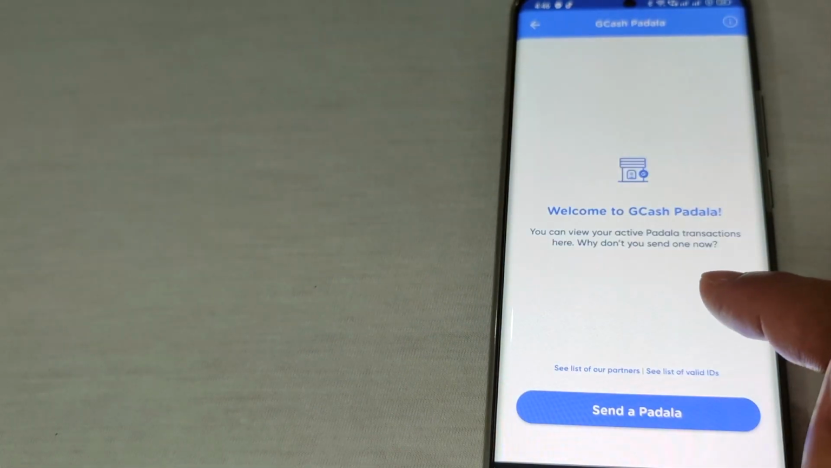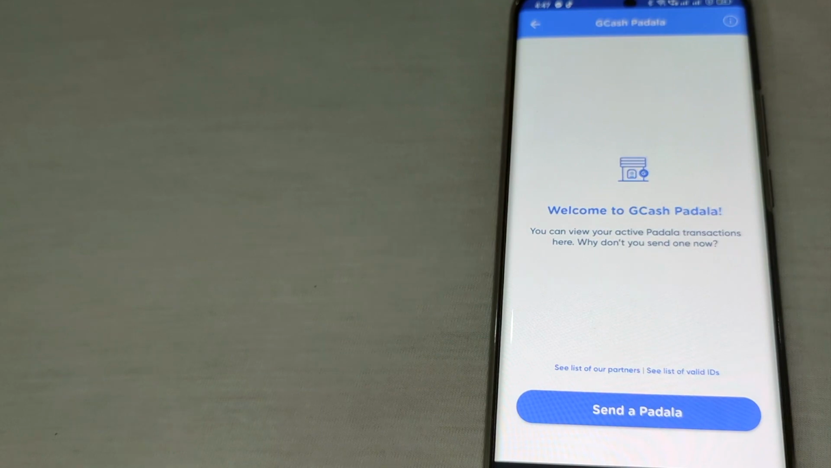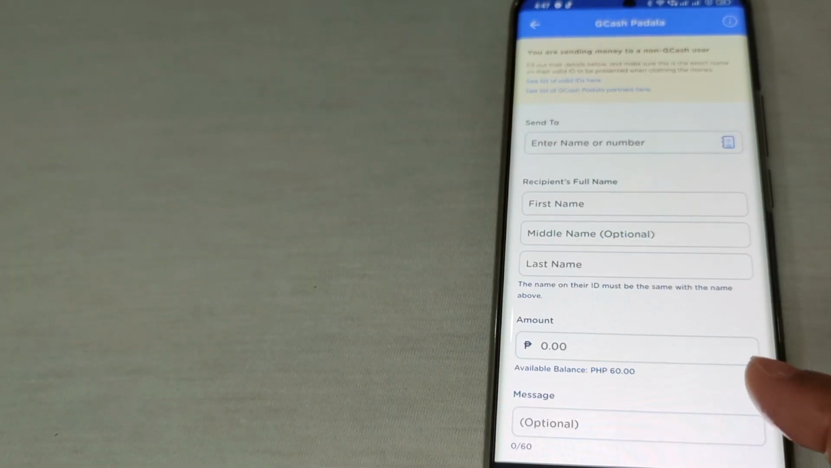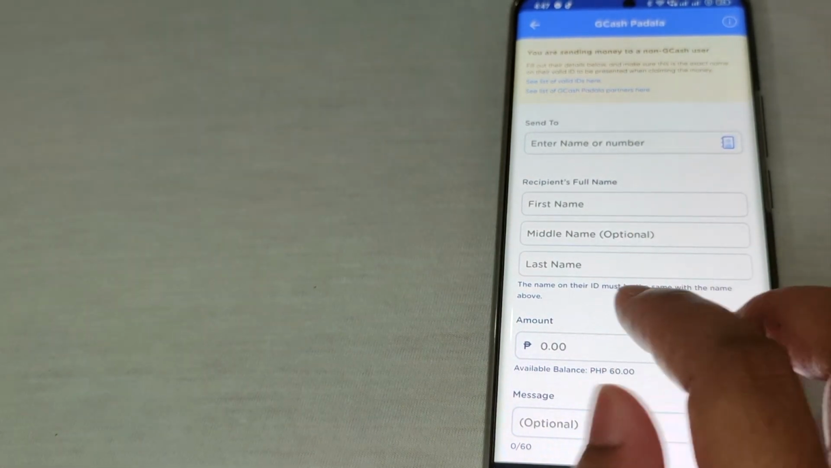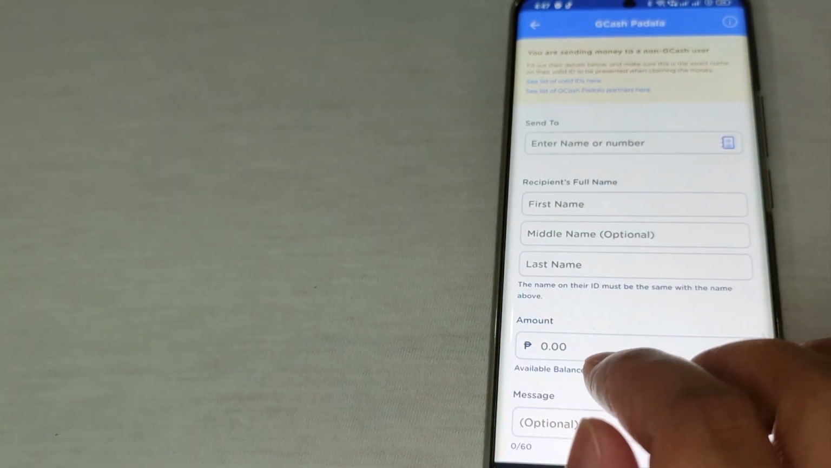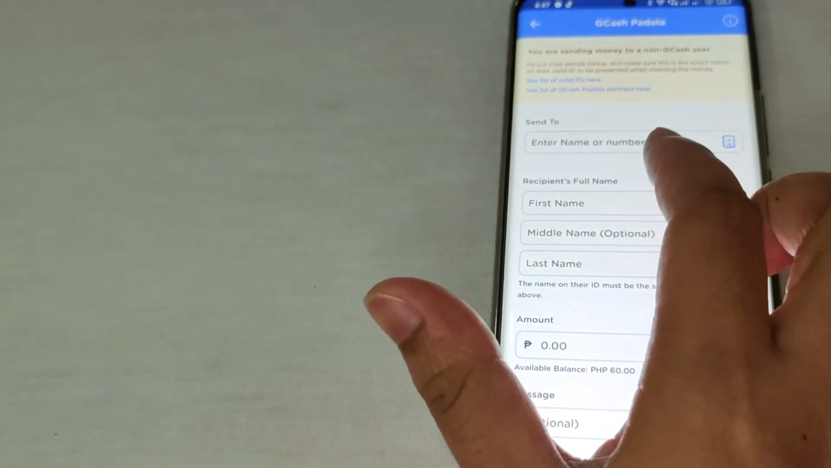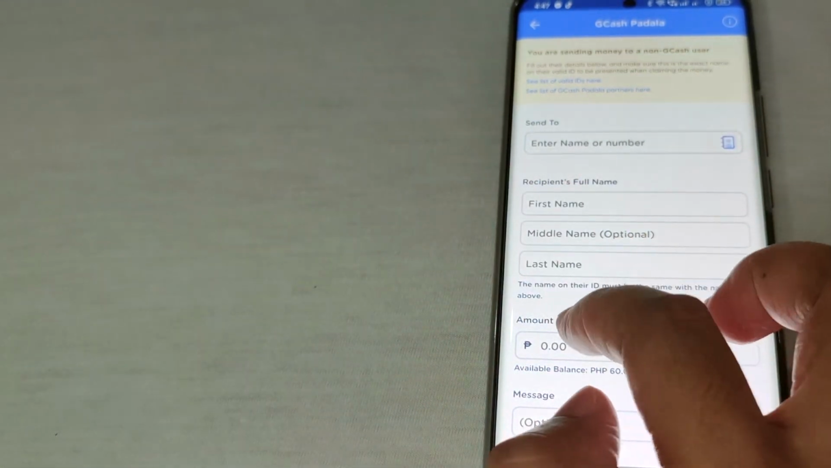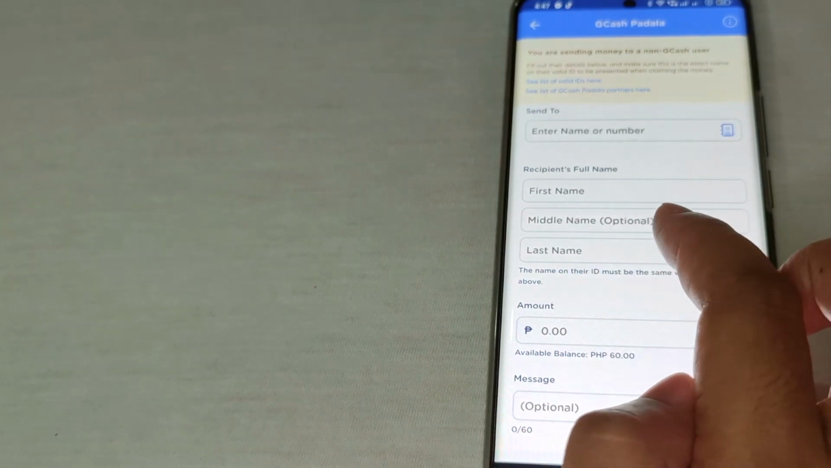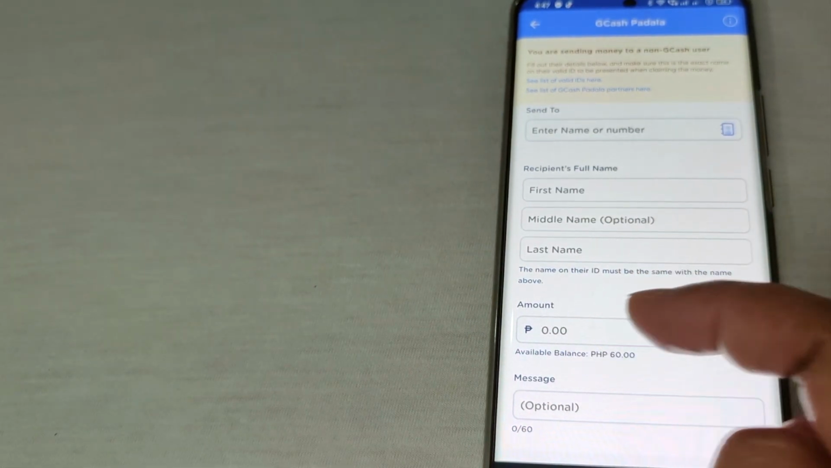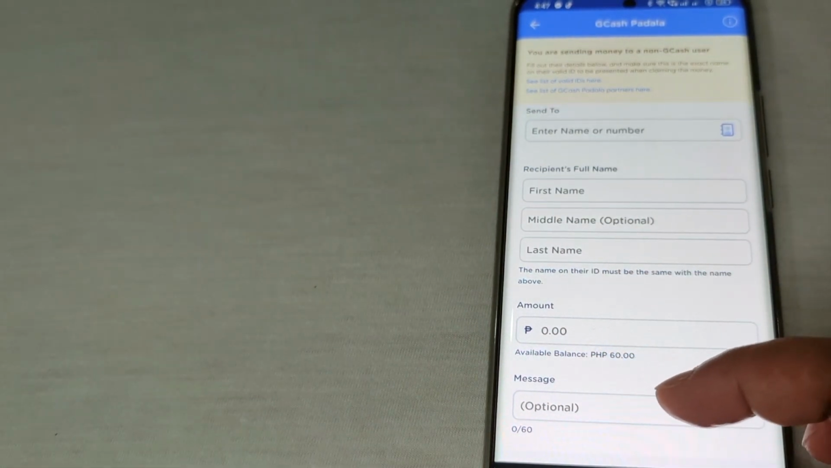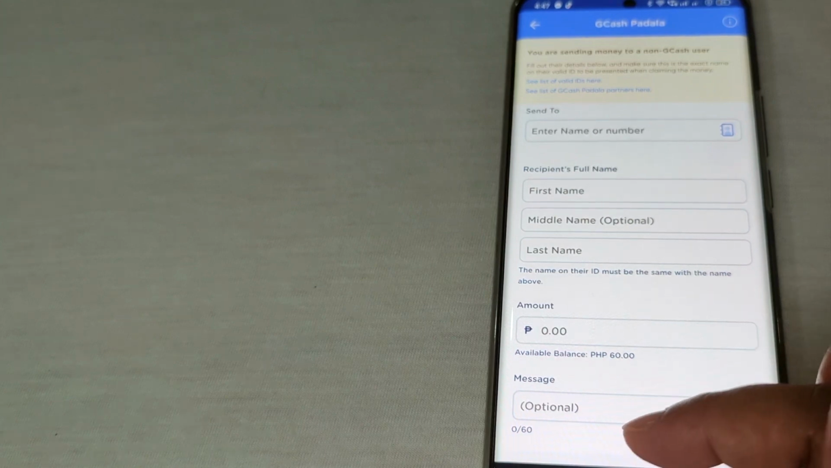The next way to send money is through GCash Padala. Just click that and click Send a Padala. Over here, you have to enter the details below: the number or the name of the person, the first name, the middle name, the last name, and of course the amount and your message if you have a message to that person.